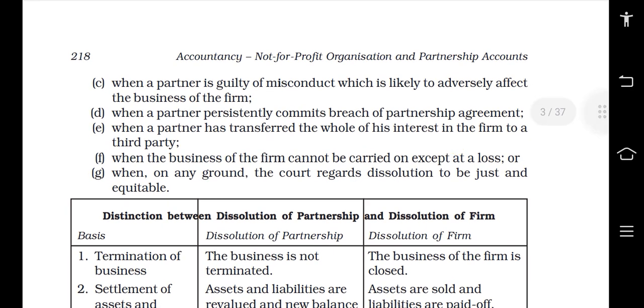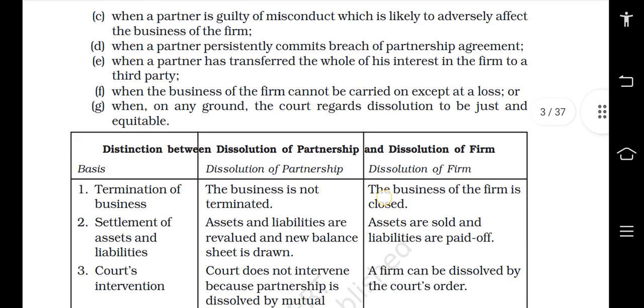At that time also it is not possible to carry on the business with all the partners, because one partner is committing the breach of agreement. Another is when one partner is transferring all of his interest in the firm to a third party. At that time also we cannot hold that partner in the firm. Another condition is when the business of the firm cannot be carried on. And when on any ground the court regards the dissolution to be just and equitable, at that time also the firm is dissolved.